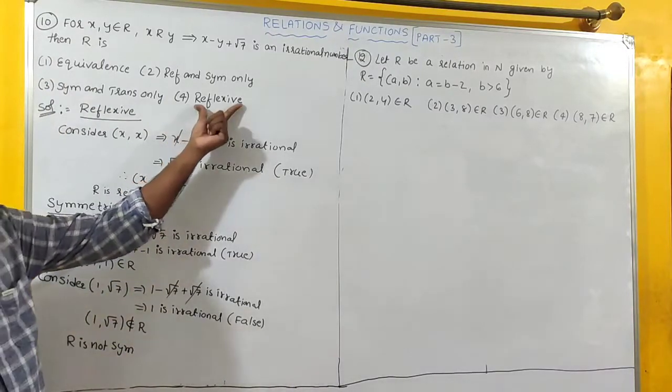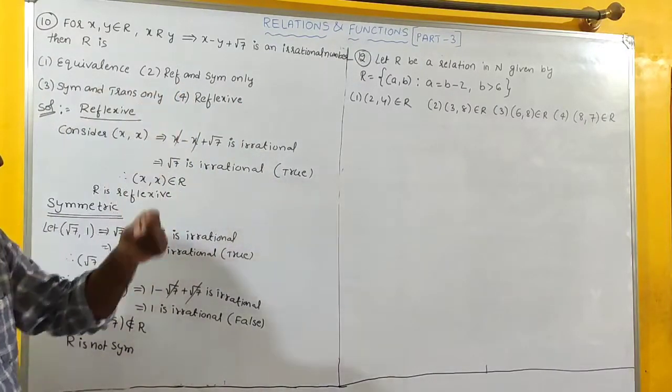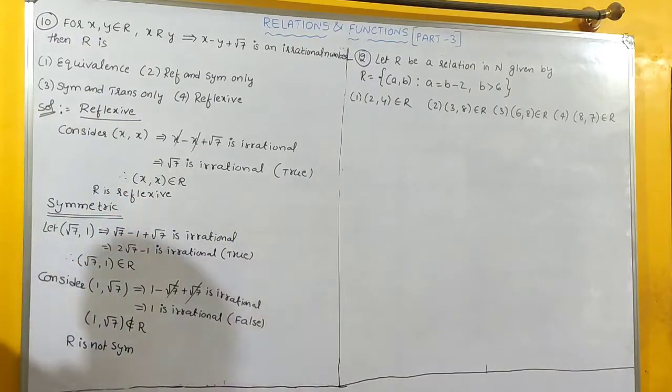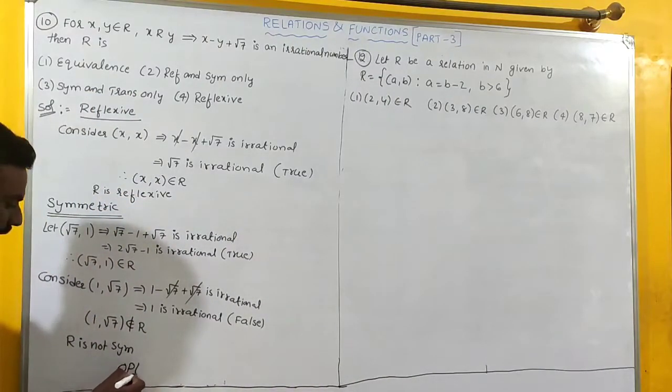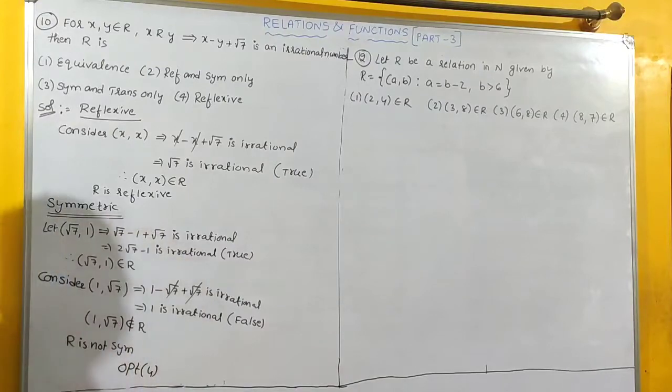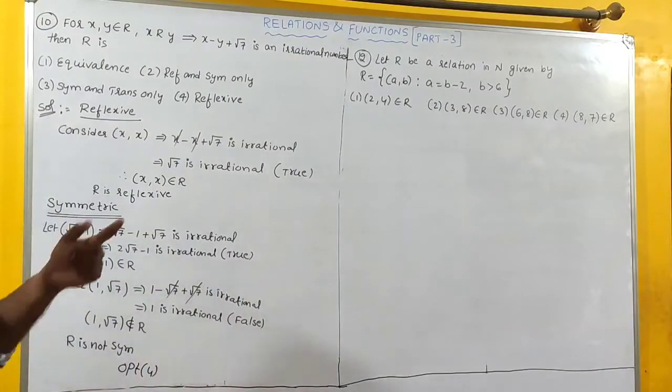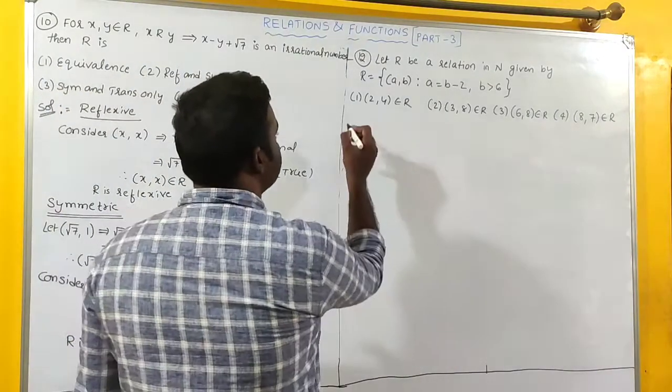Then what is the correct option? Reflexive is the correct option. Why? Because reflexive is satisfied. Therefore, we can write option 4. Okay. Coming to the 12th question.